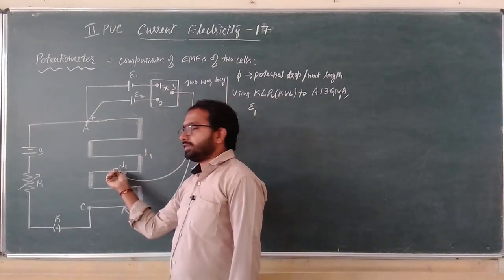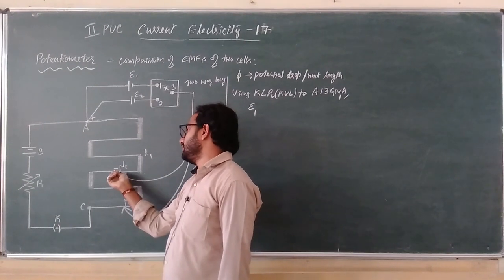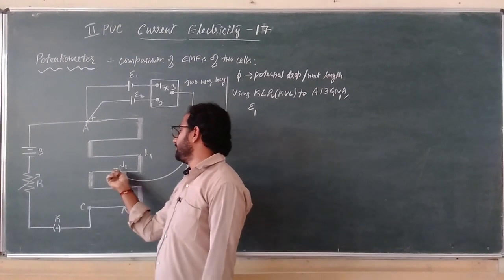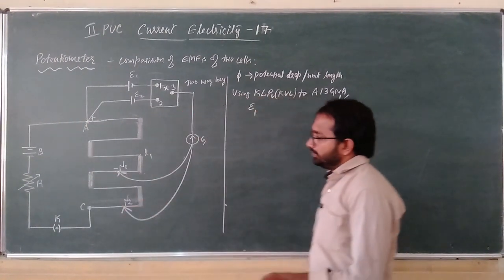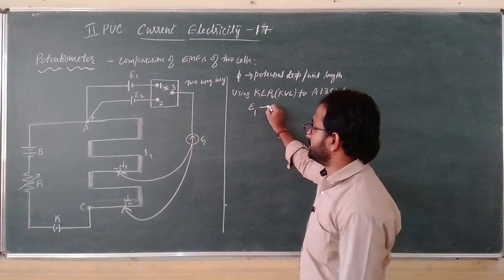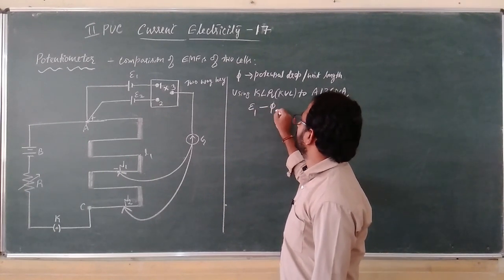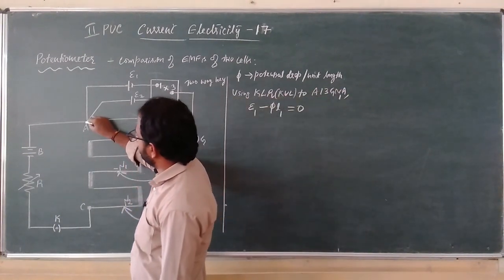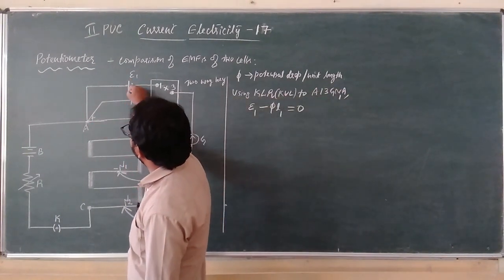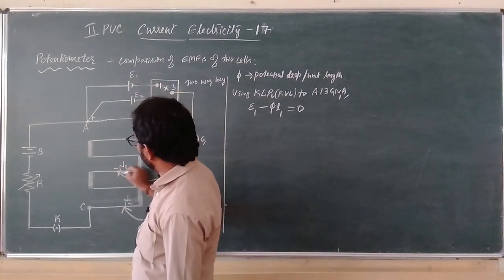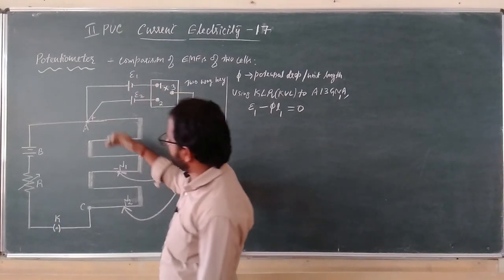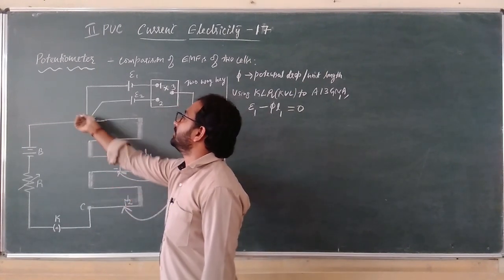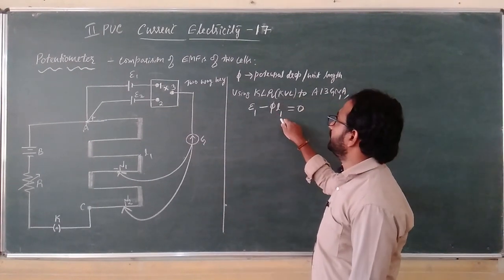You are calculating the potential drop from here to here. Therefore, lower potential to higher potential, therefore minus phi into L1, which is equal to 0. Start from point A, you are getting the positive electrode, therefore plus E1. From here to here, the potential drop is negative because you are measuring the potential at this point with respect to this, lower potential to higher potential, therefore minus phi into L1.